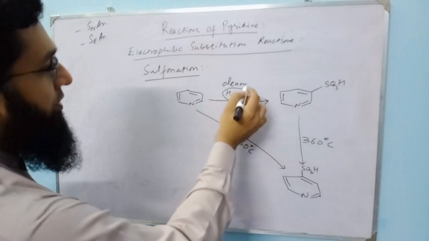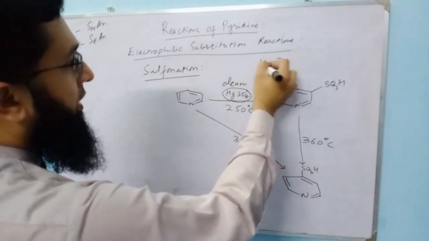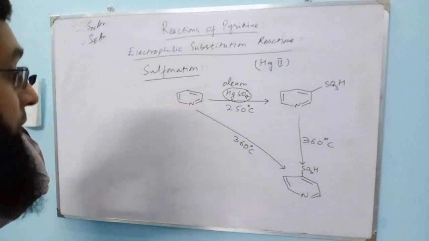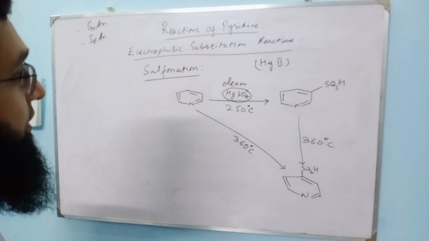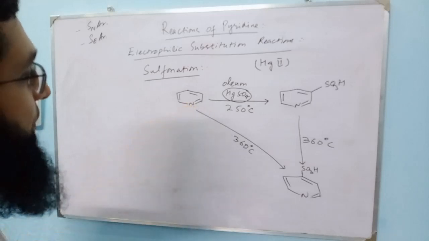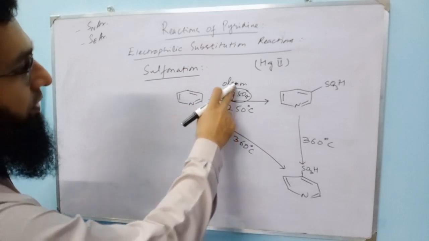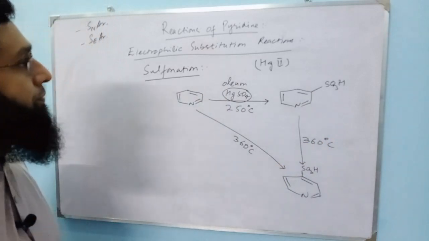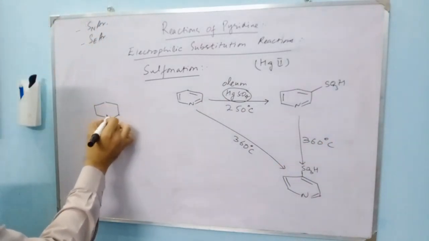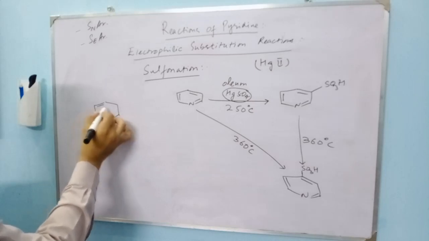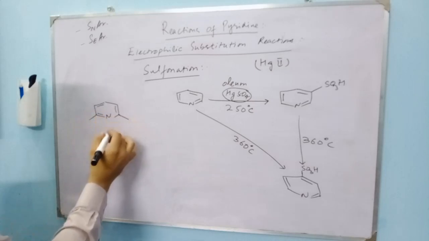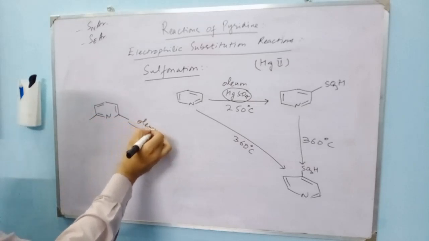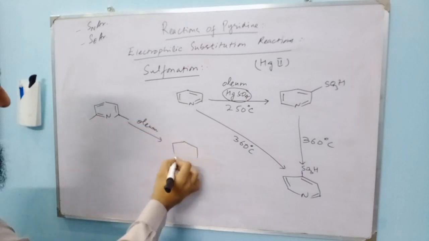The use of HgSO4 is to make sure that no protonation at nitrogen takes place or it is suppressed, and it coordinates with nitrogen, thereby allowing the oleum to form 3 sulfonic acid derivative of pyridine. If oleum is treated with 2,6-lutidine, which is a pyridine derivative, and it is reacted with oleum, we get this complex.